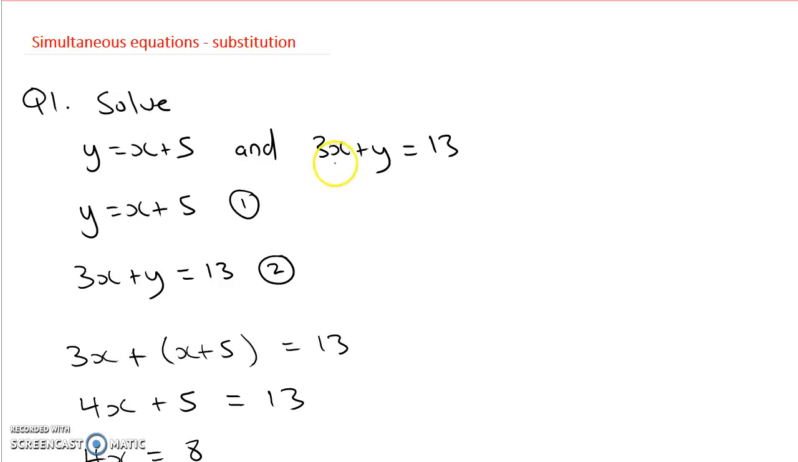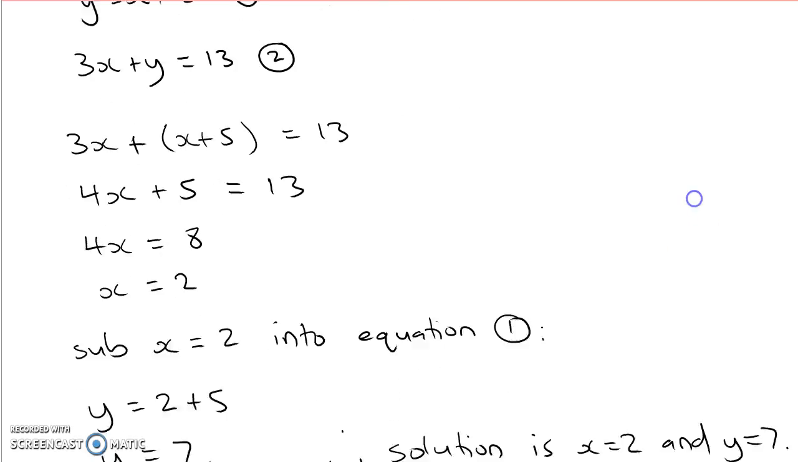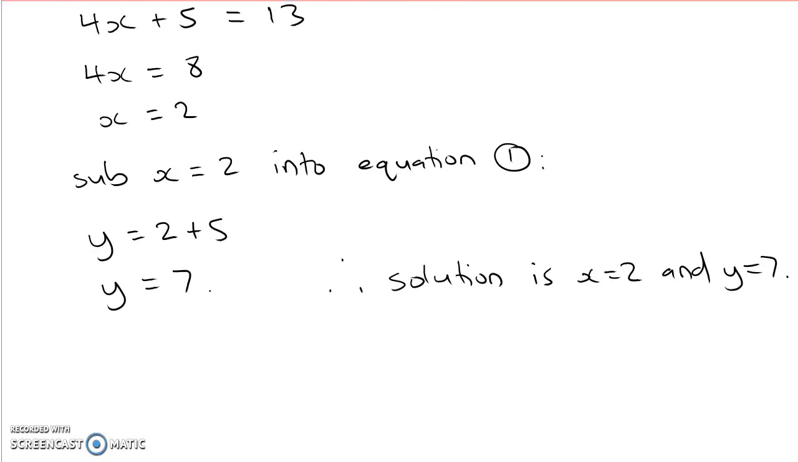If we substitute x equals 2 and y equals 7 in here, we'll get 3 times 2 is 6. 6 plus 7 is 13. So we know that our solution down there of x equals 2 and y equals 7 is correct. Hopefully that's been helpful for you in solving simultaneous equations using the method of substitution.